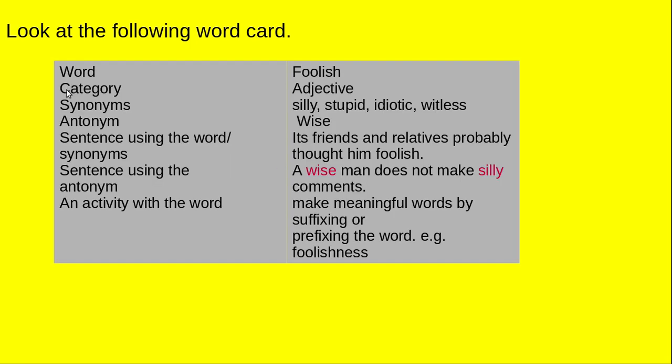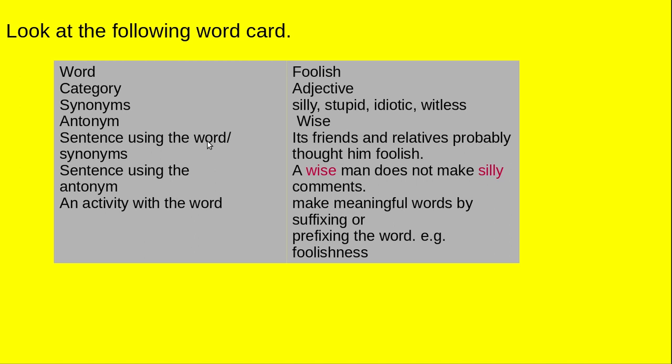Now there is the task. See, it's a very simple task. Anyone can do that with the help of a dictionary. One is done for you. See, the word is foolish. Next, the category is adjective. We have learned parts of speech. Foolish comes under the category, under the title, adjectives. And synonyms, words of the same meaning: silly, stupid, idiotic, and witless. Next, antonym.